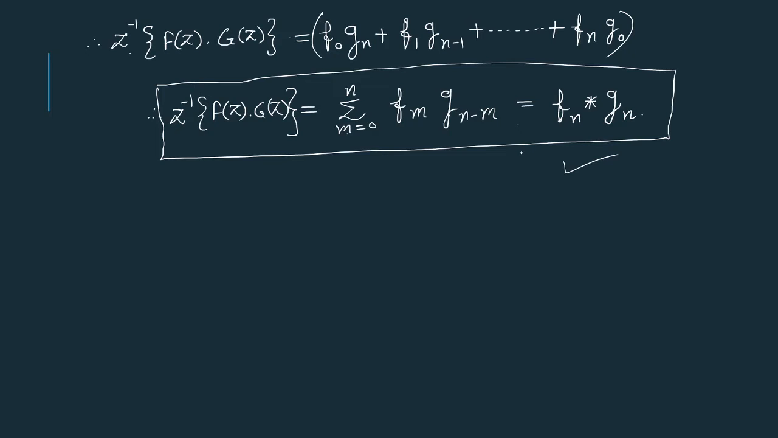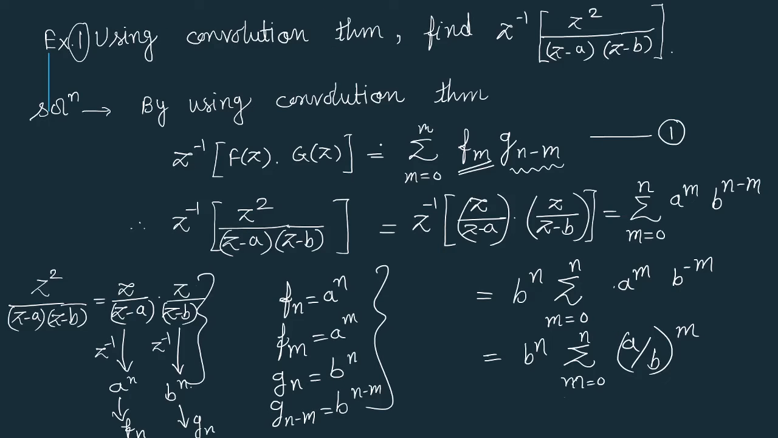Now we discuss problems on this convolution theorem. Using convolution theorem, find Z inverse of z square upon z minus a, z minus b. Here Z inverse by using convolution theorem is given by equation 1. Now Z inverse of z square upon z minus a z minus b we can write in the form of F of z and G of z, because it is a product of two functions of z. Therefore, this is the first term, this is the second term.